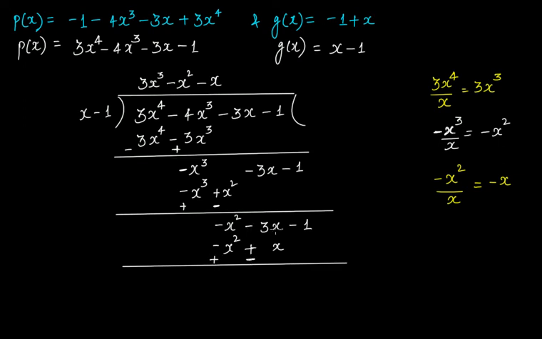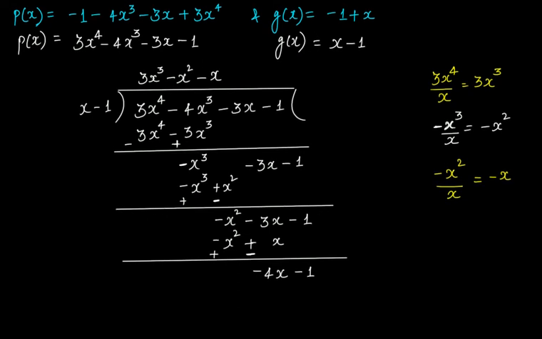So minus 3x minus x means minus 4x, minus 4x minus 1. Now this minus 4x minus 1 is a new dividend and x minus 1 is the divisor again. The first term is minus 4x, and the first term of the divisor is x, so dividing, you get minus 4. It means the fourth term of this quotient will be minus 4.